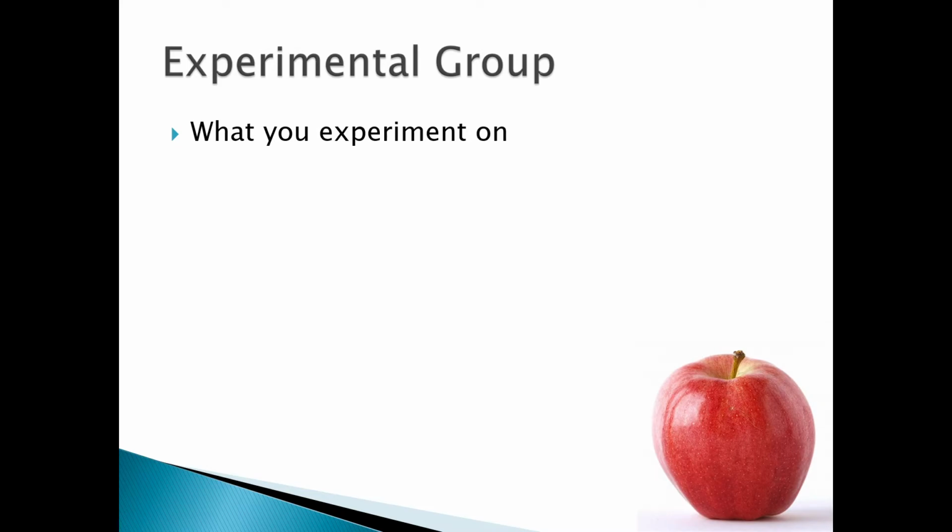So your experimental group is what you experiment on. That would be the apples with lemon juice. Well done. I'm sure you all said that. So apples with lemon juice. So again, your control group would be the ones without. Your experimental group is the one you were experimenting on. You were doing something to it.